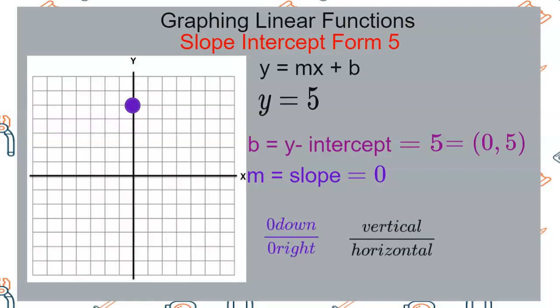Here we have y equals 5. This tells us that any x value we plug in, the answer is going to be 5. So we have a line going across left to right on 5. And this would be how you would graph the line y equals 5.